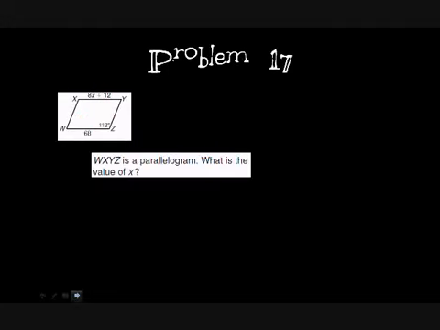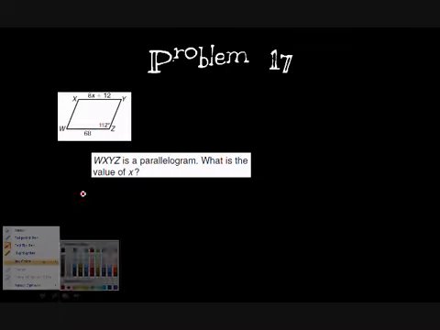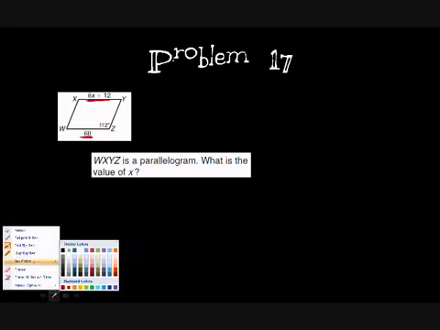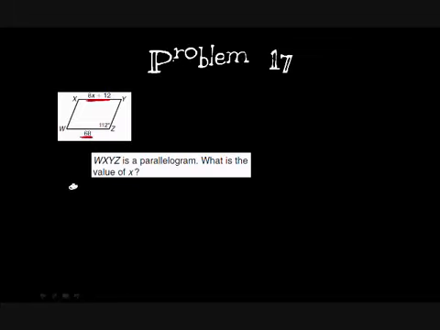Okay, and then problem 17 is using the same picture as problem 16, and it says WXYZ is a parallelogram. What's the value of X? In this case, we're going to be using these 2 expressions here. And since it's a parallelogram, they both have to be congruent. So I'm going to write 8x plus 12 equals 68.